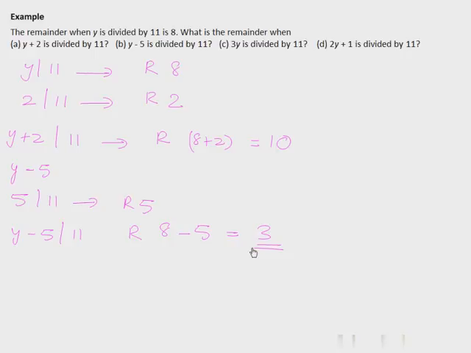Next, the remainder when 3y is divided by 11. So I need to do 3y. I need to find out what happens when 3 is divided by 11. That remainder is 3. So when 3y is divided by 11, the remainder will be 8 times 3 equal to 24. But this is not a remainder when divided by 11, so I need to divide it further. So that's 24 divided by 11, and that gives me a remainder of 2. So the final answer when 3y is divided by 11 is a remainder of 2.